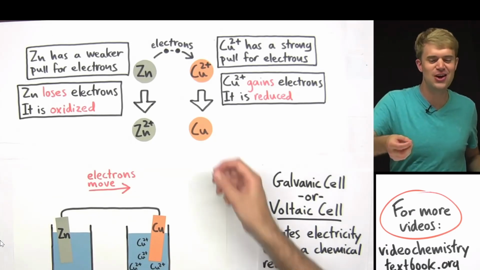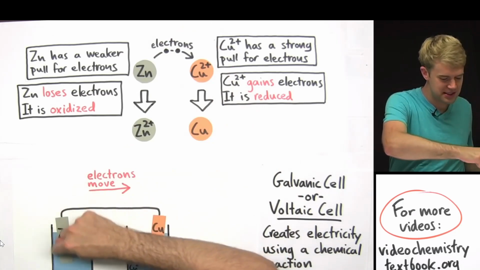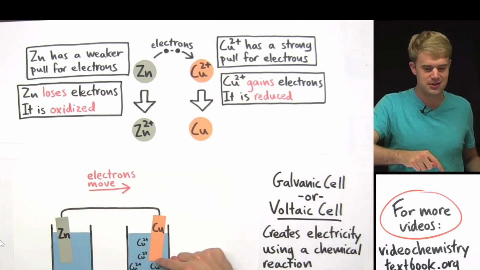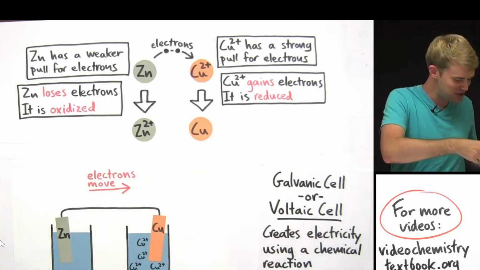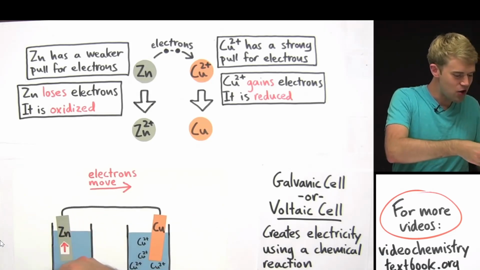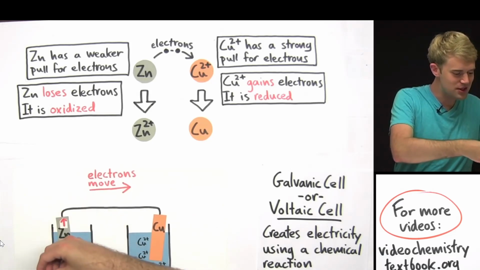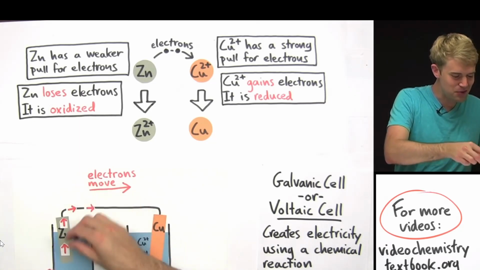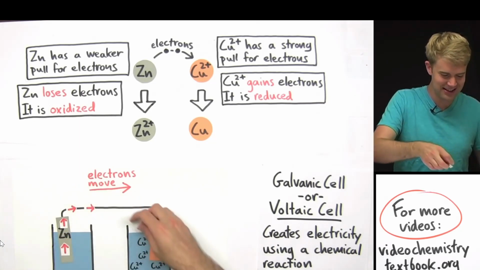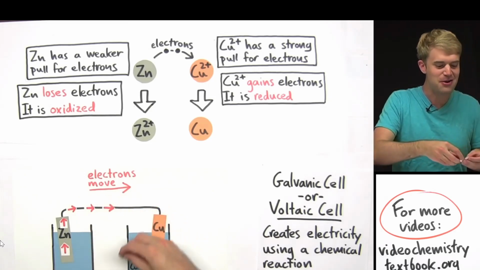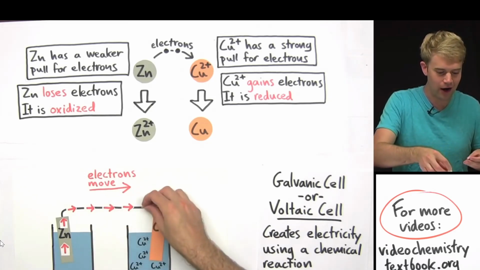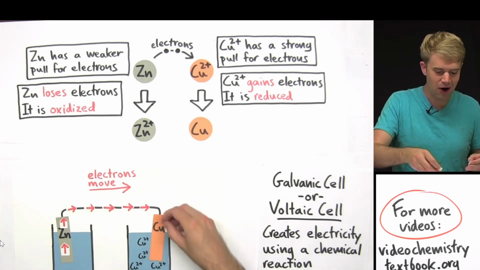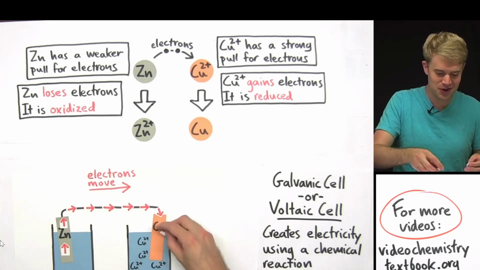So what happens is the electrons want to get from this zinc to this Cu2+, but in order to do that, they've got to go through this wire. So this is the path that the electrons take. They're moving through this wire to get from the Zn to the Cu2+, and check it out. They're moving along this wire, which means that they are creating electricity.